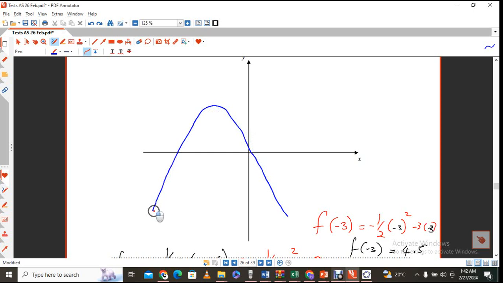Okay, maybe you will do much better work than me. Remember, it must pass at the origin. So that is the point 0, and this one here is the point negative 6. Our turning point is the point negative 3, comma 4.5. Okay, so we have therefore sketched that particular graph, and this is the graph of f of x together.